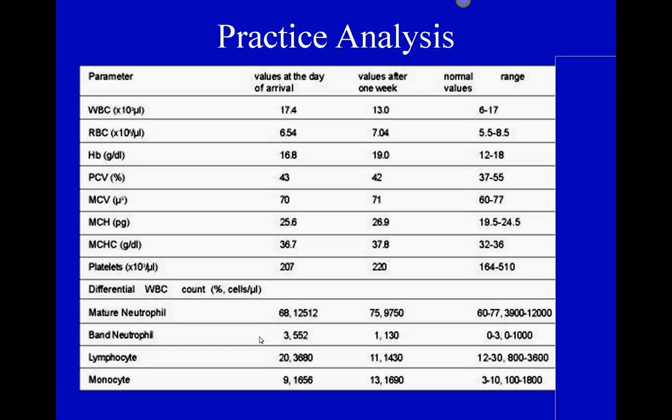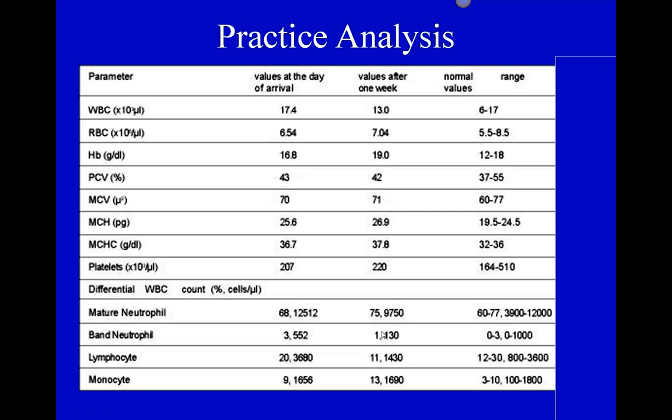The bands, we looked for evidence of a left shift, and a left shift was when the band neutrophils are above their normal range. These are within the normal range. These are within the normal range. And somebody might say, well, of course we'd expect this mature neutrophil count to increase from here to here because these bands grew up. These 3% bands would have grown up a long time ago. Those bands grow up in a matter of hours.